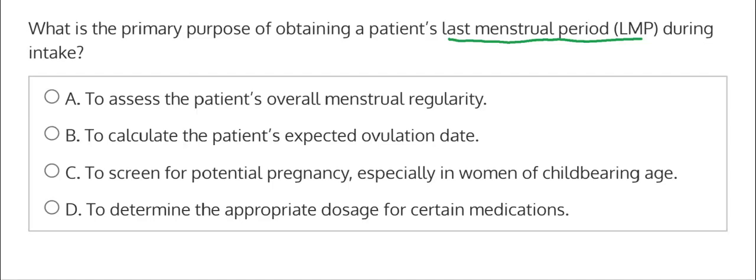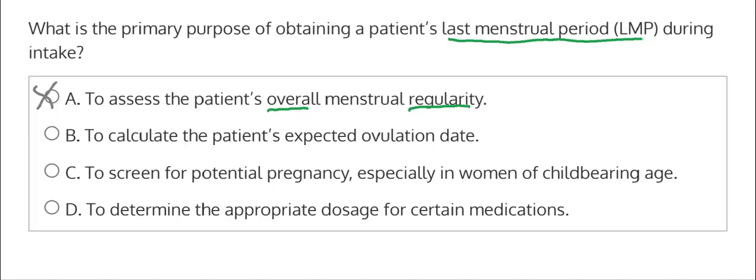And this choice is stating overall regularity. But really, the last date alone wouldn't be giving us all that much information. So we could consider option A, but there's likely a better choice here. So we'll eliminate it for now, but maybe we'll come back to it.